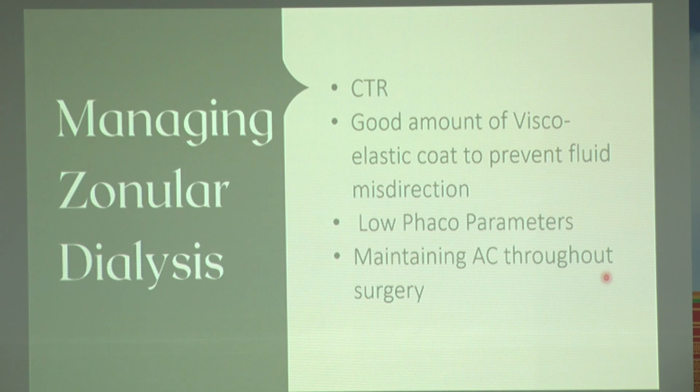Now our aim is to decrease stress over the zonules. For this, we can use CTR. We can put a good amount of visco so that it will coat the weak area, the communication between the anterior chamber and vitreous will be blocked, and there will be no misdirection of fluid. We can also decrease phaco parameters, and we should maintain the anterior chamber throughout the surgery so that there is no fluctuation and no stress over the zonules.